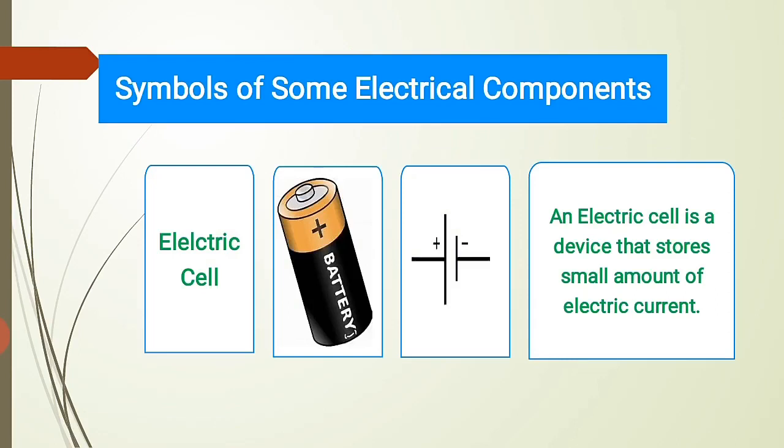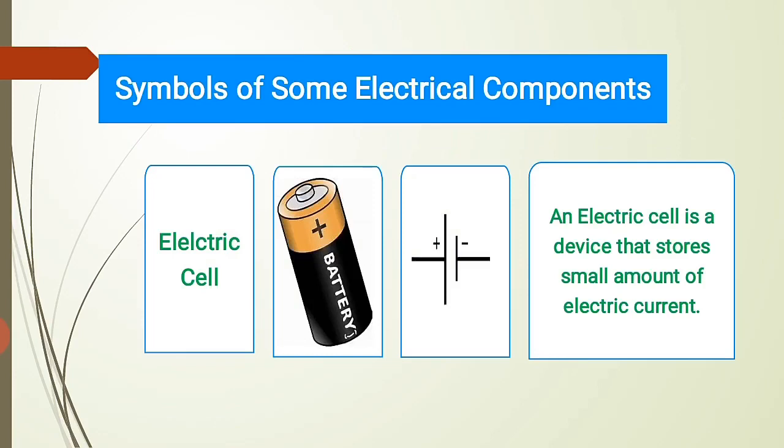Next is symbol of some electrical components. Components such as cell, bulbs, wires, switches, etc. are called elements of an electrical circuit. So what are the elements of an electrical circuit? The bulb, cell, wire, switches, and many other things are called the elements of an electrical circuit. Each element can be described by its symbol. Each of these has a different symbol that we are going to learn here.